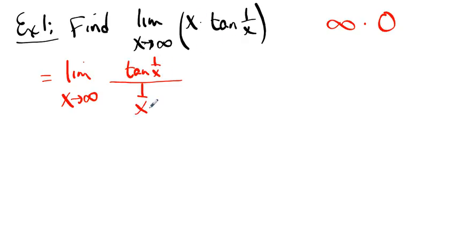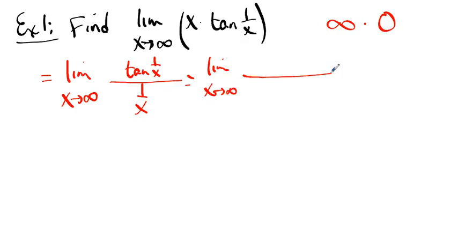rewrote it, like that, now we have a quotient, and the numerator goes to 0, and the denominator goes to 0, and L'Hopital's rule applies. So we rewrite a product as a quotient where we kick that x down into the denominator in such a way that now I can use L'Hopital's rule.